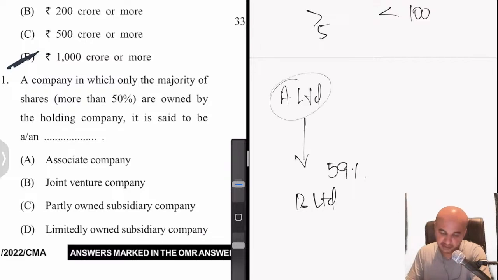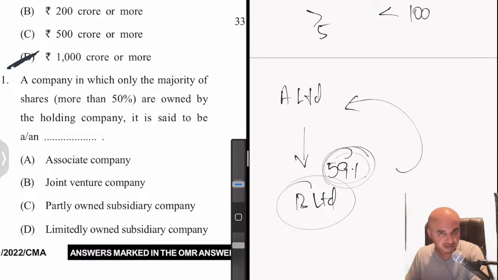A company in which only the majority of the shares, that company is actually B Limited in our example. Never mind. A company which is B Limited, in which only the majority of the shares are held by another, which is the holding company, it is said to be dash. It is not a fully owned subsidiary. Fully owned subsidiary means A Limited will have 100% stake in B Limited. Whatever shares B Limited has, everything belongs to A Limited. In that case, it would be fully owned subsidiary.